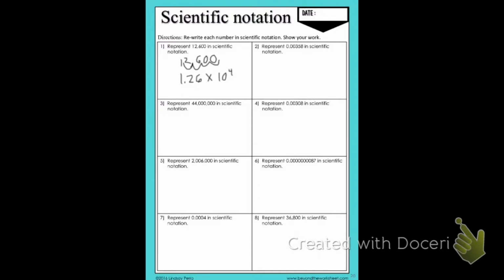Now that means when you have a positive, the number would go larger. You could go in reverse. Like if you were to write this back how it was originally, you would go over 1, 2, 3, 4. You could check yourself, and it's exactly the same. So this is our correct answer, 1.26 times 10 to the fourth.